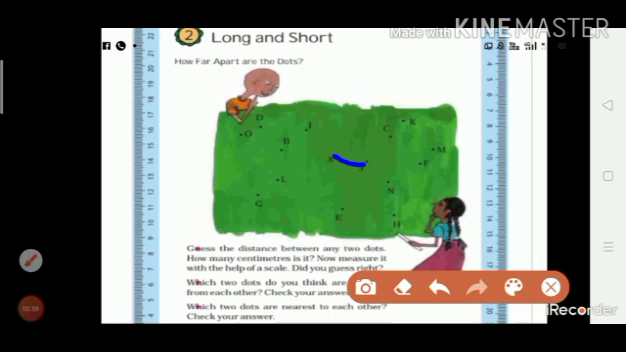How can you measure it? First you put the scale nearest to dot A. You put the scale from the 0, not from 1. So first you put from 0 and measure the distance till J. Maybe it is 2 centimeter, you do it by yourself.